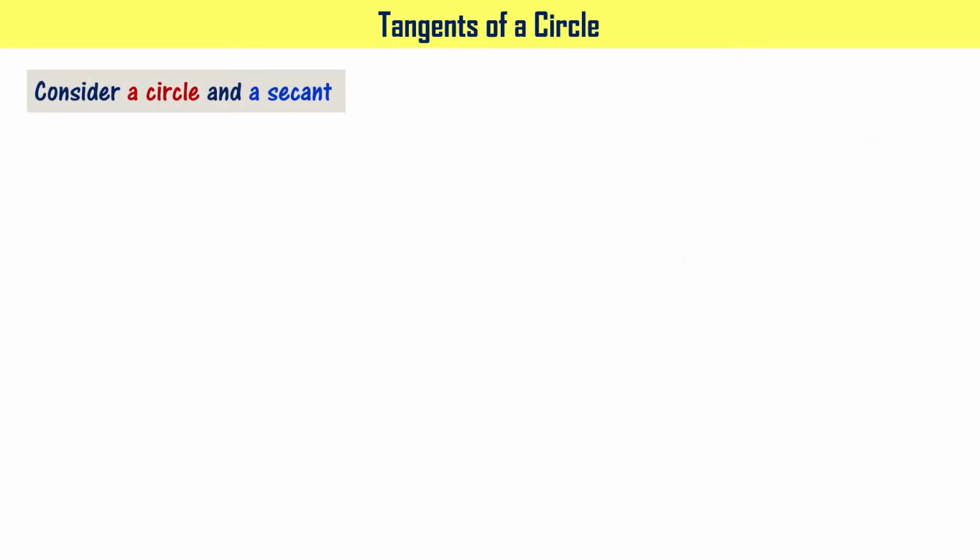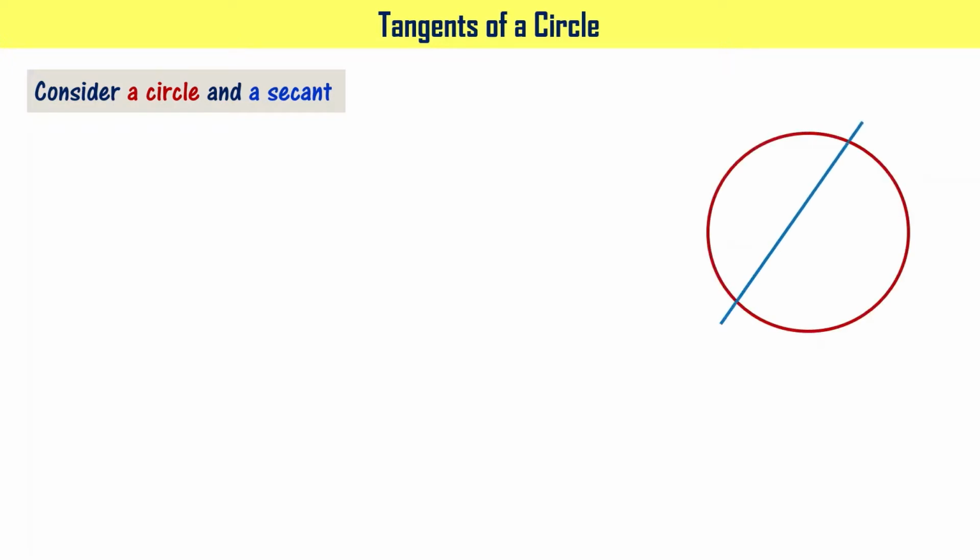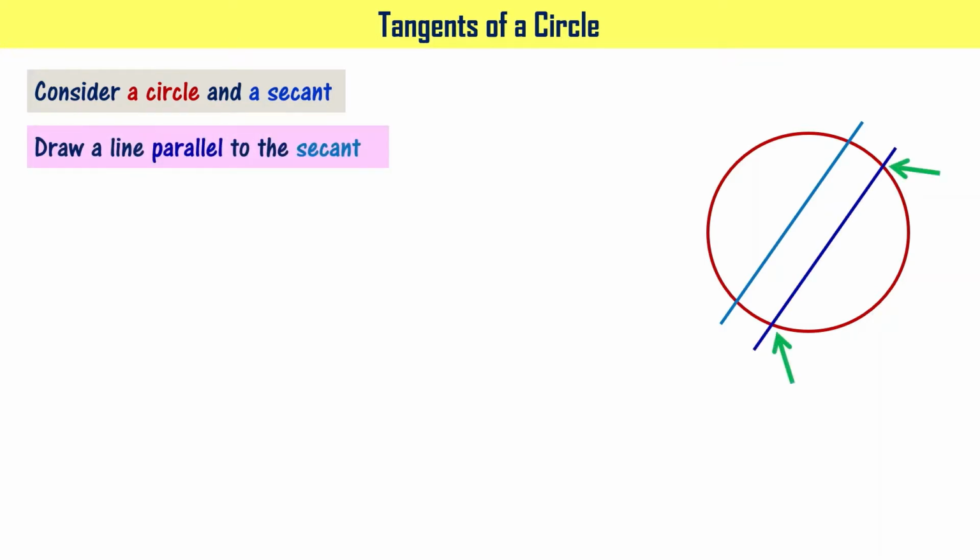Let's learn few more points about tangents of a circle. Let us consider a circle and a secant as shown here. Let me draw a line parallel to the secant. This particular line also intersecting the circle at two distinct points, right? It means the line we have drawn is also a secant.